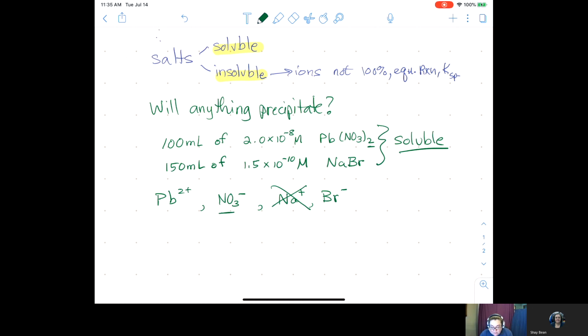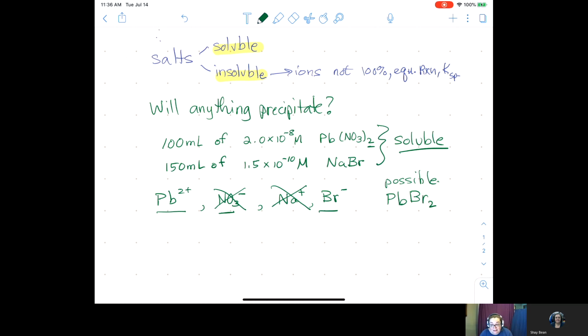Likewise, if you look up a solubility rules chart, you'll see that nitrate ions are always soluble. So the only precipitate possible here is lead 2 bromide. The lead plus 2 ion plus the Br minus. What does that formula look like? That looks like PbBr2. That is the possible precipitate. And you have to determine, will it precipitate?